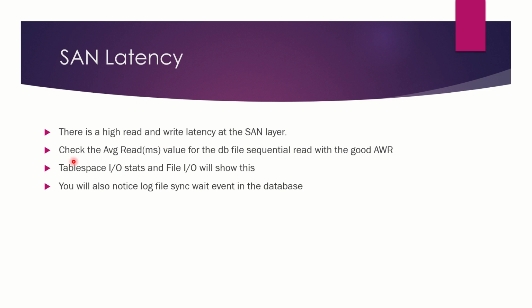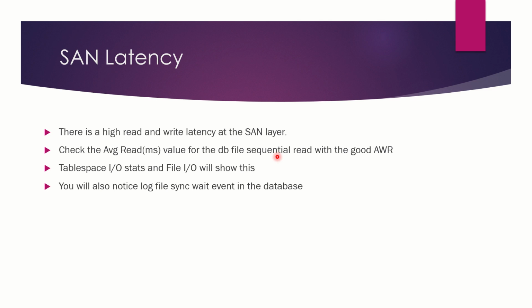Also, you can check the tablespace IO stats and file IO stats in the AWR report for the average read in milliseconds and average write in milliseconds values. And if it is again greater than 10 milliseconds, you can say that there is a SAN latency at the disk level. Now 10 milliseconds is just a standard. Ideally, that is also a very high value, but you can always compare that with a good time AWR report.